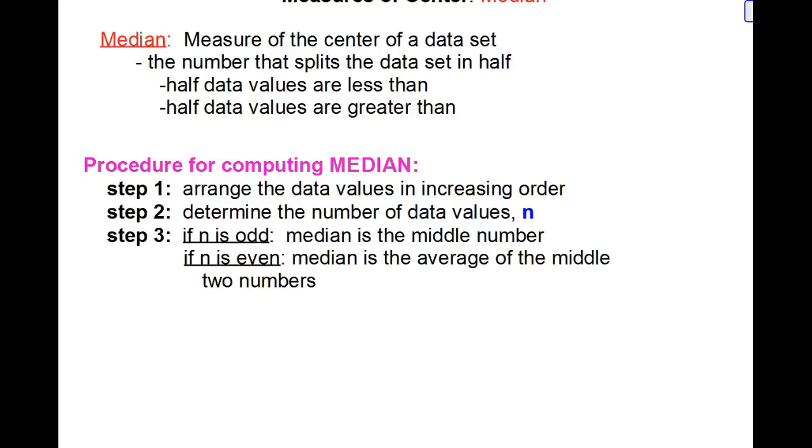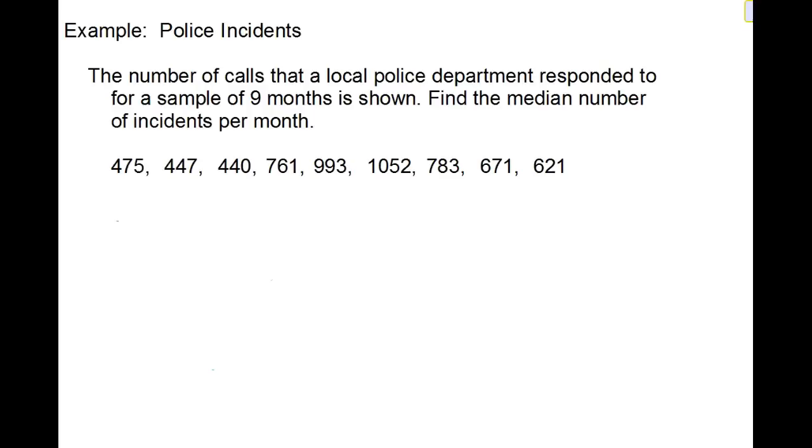So let's look at some examples and determine the median. When we're looking at police incidents, we're talking about the number of calls that a local police department responded to for a sample of 9 months. We want to find the median number of incidents per month. So we have this data set. The very first thing that we need to do is put these in order from the smallest number to the largest number. And so we're going to go through here and write down the numbers from the smallest to the largest.